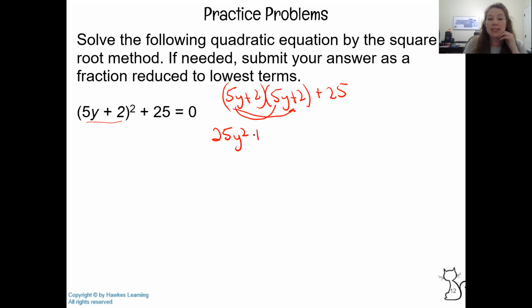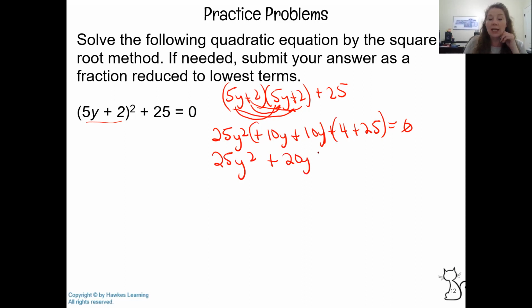5y times 2 is 10y, plus 2 times 5y is 10y. And then 2 times 2 is plus 4, plus 25 equals 0. Well, now we're going to combine all those like terms. So these are like each other and these are like each other. So we're going to have 25y squared plus 20y plus 29 equals 0.